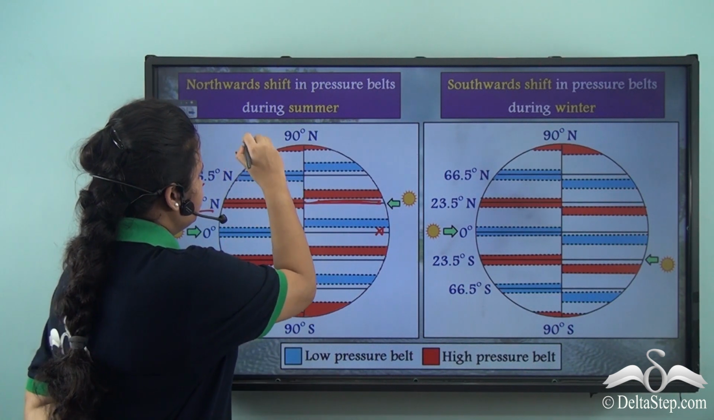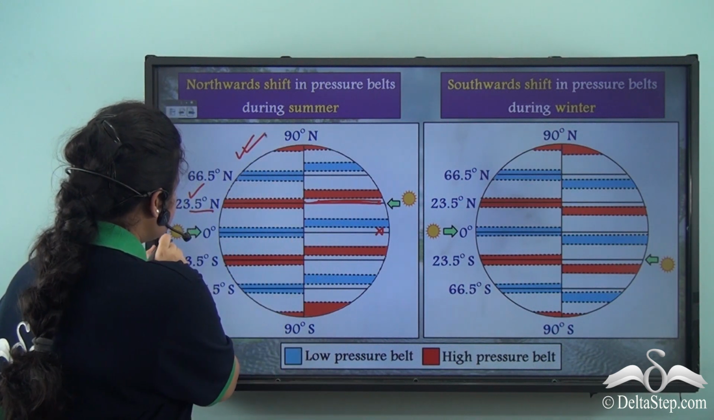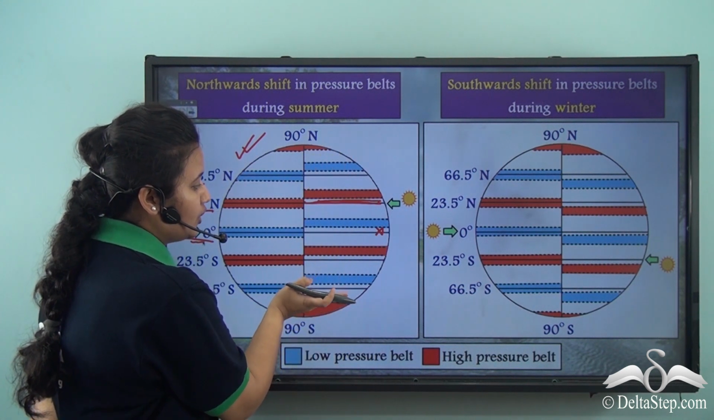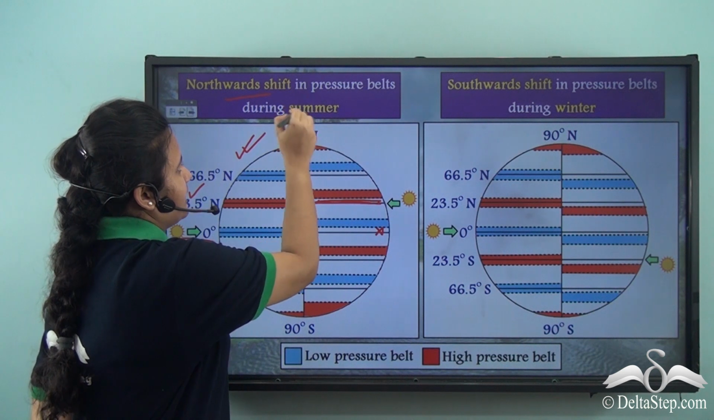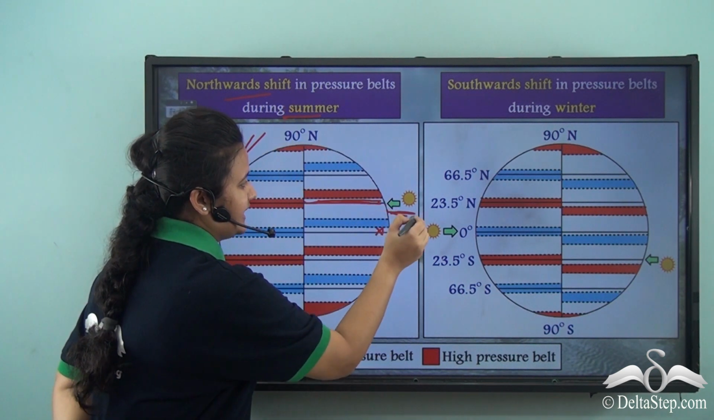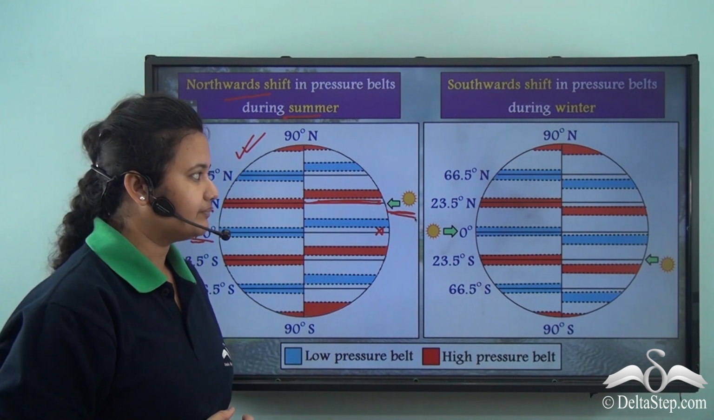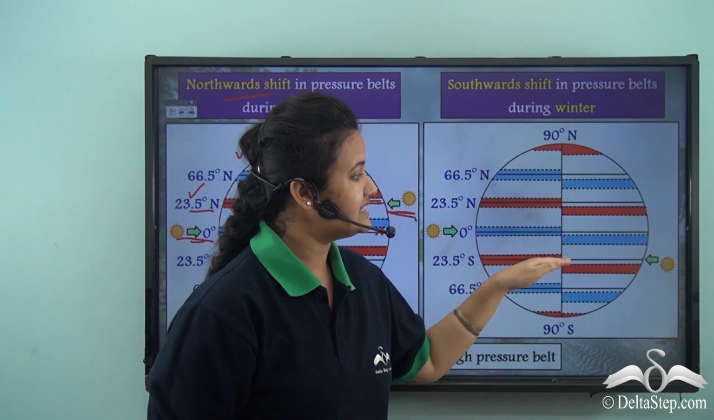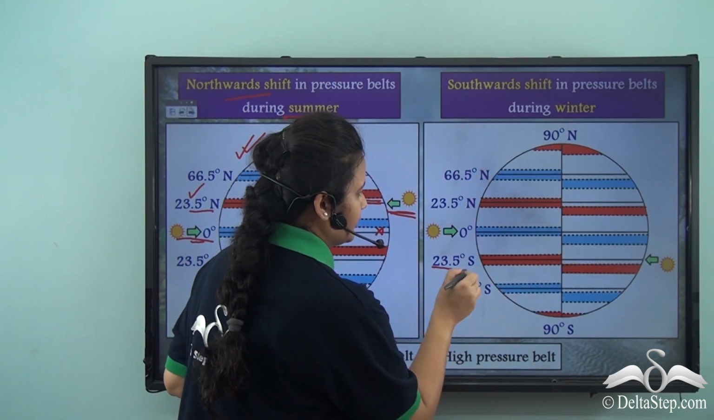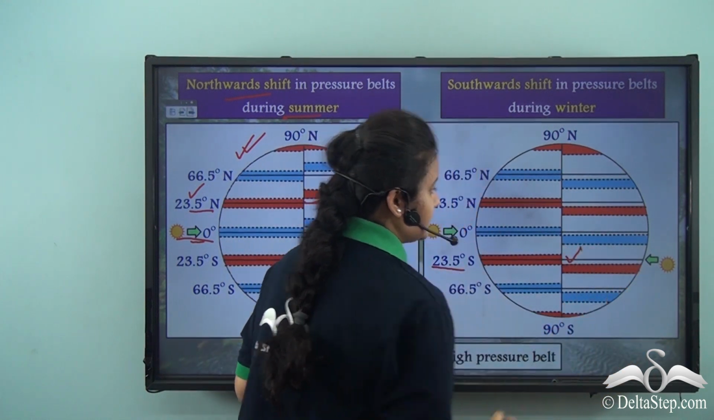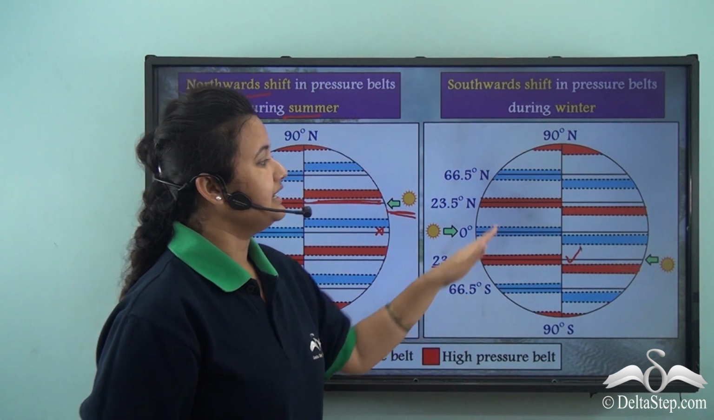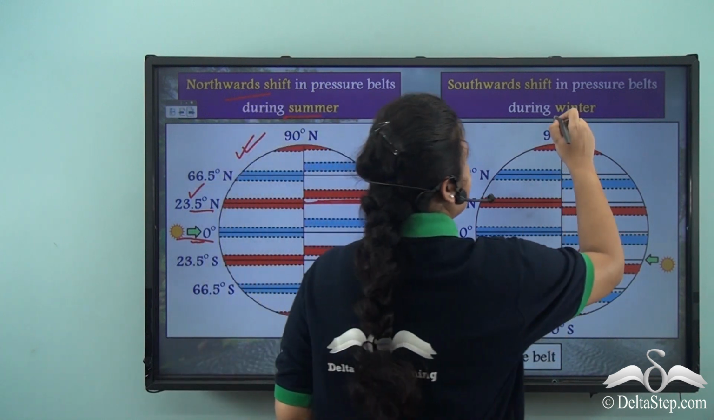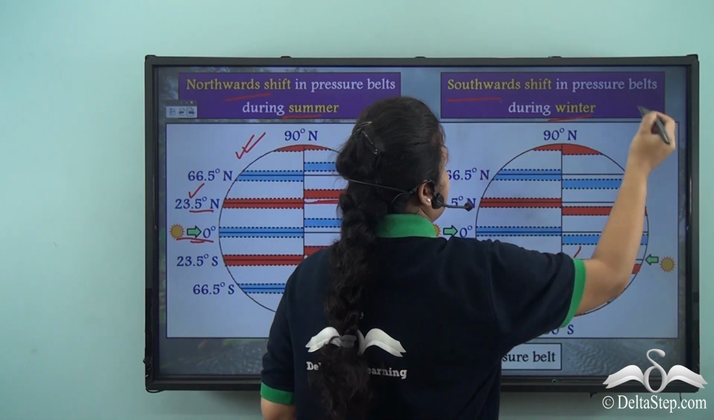See, this is the condition of pressure belts when the sun is directly overhead the equator, whereas during summer we find there is northward shift in pressure belts. And this happens because the sun is directly overhead the Tropic of Cancer. Now, during winter, the sun's position shifts and it is directly vertical over the Tropic of Capricorn. This particular latitude gets heated up intensely. As a result, the pressure belts, following the same logic, shift southward. So, during winter, we find southwards shift in pressure belts.